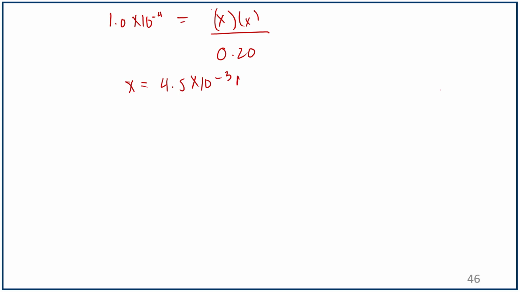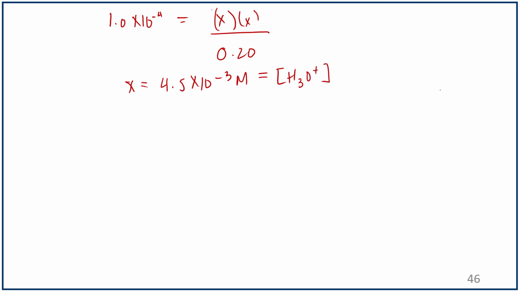Okay, so from there we can set up an equation for Ka that will be 1.0 times 10 to the negative 4 is equal to X times X divided by 0.20. Okay, that will just give us X is equal to 4.5 times 10 to the negative 3 molar, which is basically the hydronium ion concentration.